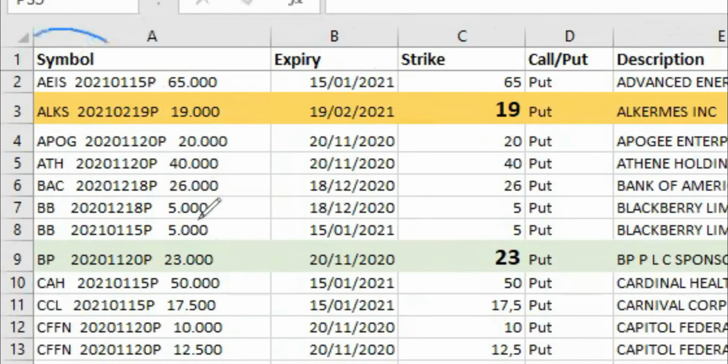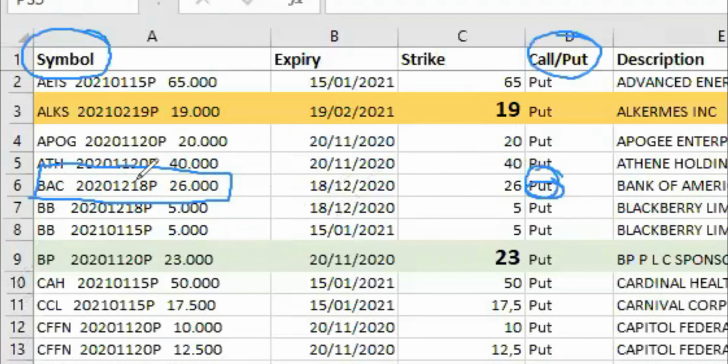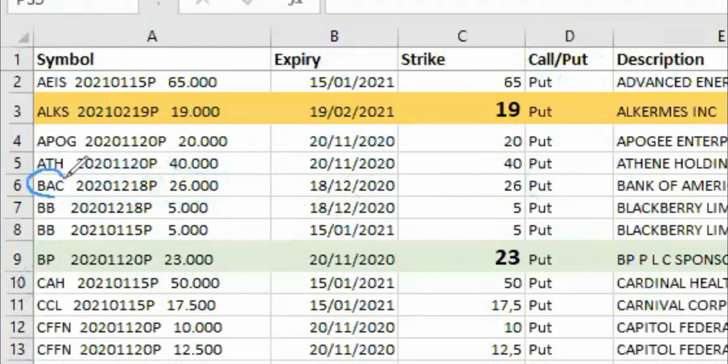The first column is called symbol, and here we have the description of the options. For instance, this one is a put, because here under the column called put, it says that it's a put, plus there is a P here. BAC is the ticker, 2020 is the year of expiration, the next two digits, the 12, relates to the month of the expiration, which is the 12th month, December. 18 is the day of expiration, the third Friday of December. The P stands for put, and then we have 26, which is the strike price.